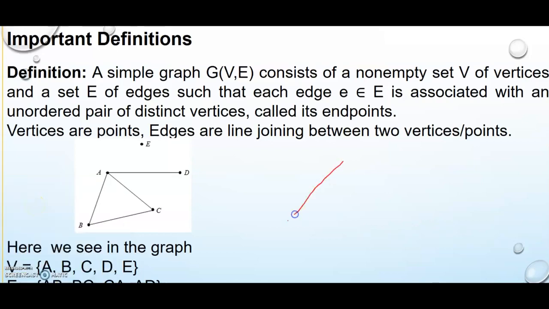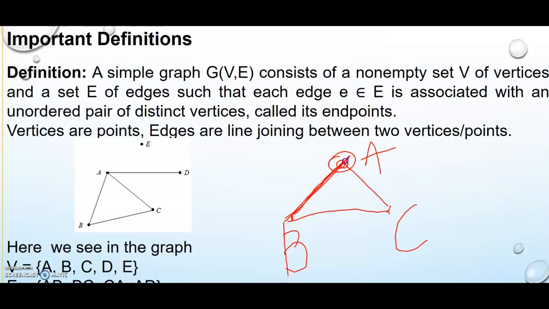See here, I am drawing a graph like this, with this point A, this point B, and this point C. I have drawn a diagram. This diagram is just a triangle, and here ABC denotes the vertices, the points. And edges are the lines joining A and B, A and C, and B and C. Edges mean a line between two vertices or two points. Vertices mean the points.